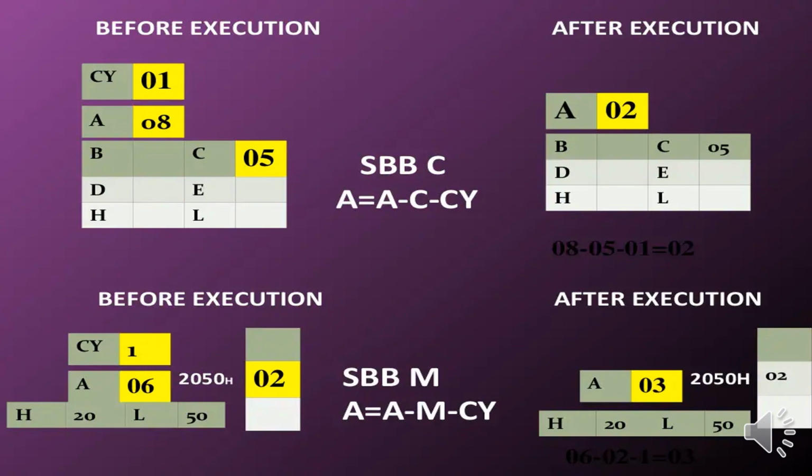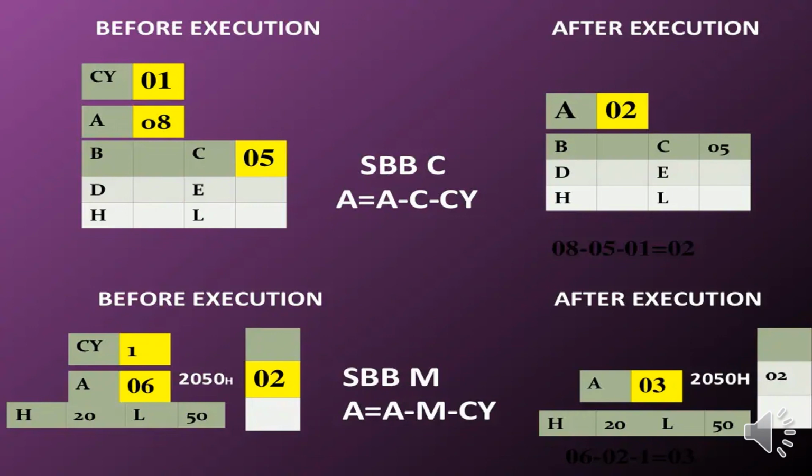If we use the memory content value for the subtraction, assume the memory content value is 2, the carry value is 1, and the accumulator content value is 6. After the execution, A minus M minus Cy, A = 6 minus 2 minus 1, so the value 3 is stored in the accumulator. The content of the memory location is not affected, and likewise with the register C, the register content is not altered, but the result is stored only in the accumulator.